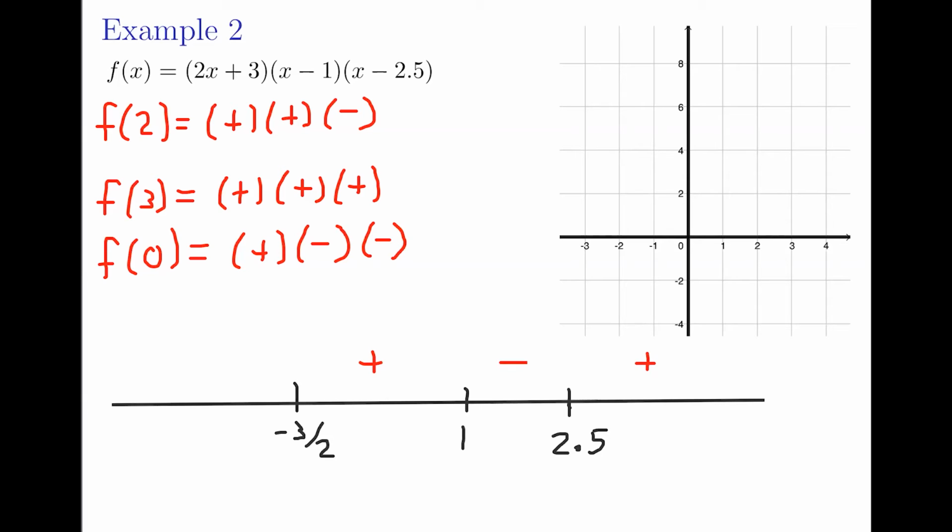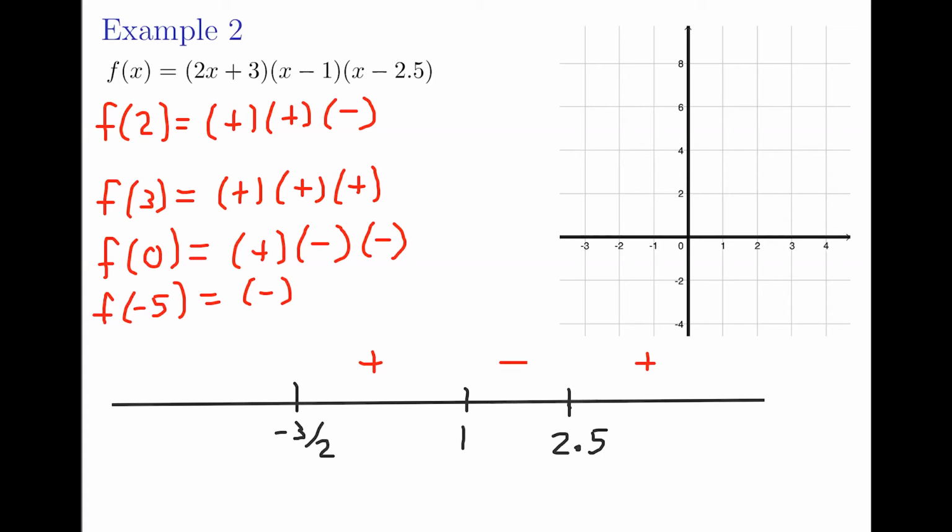And then finally, I need to pick some number that's to the left of minus 3/2. So let's do something like f of minus 5. If I plug in negative 5, that's going to be negative 10 plus 3. It's too hard to do, but I do know that it's negative.